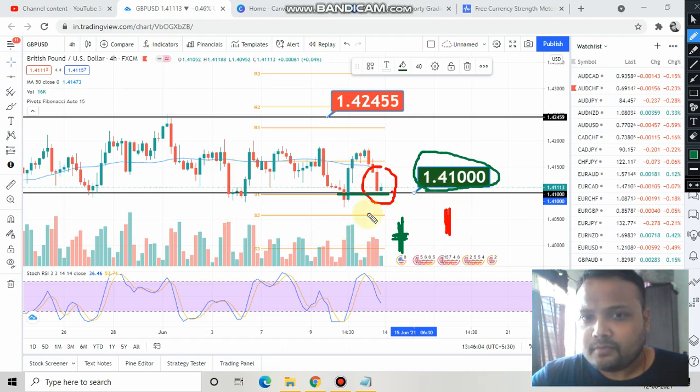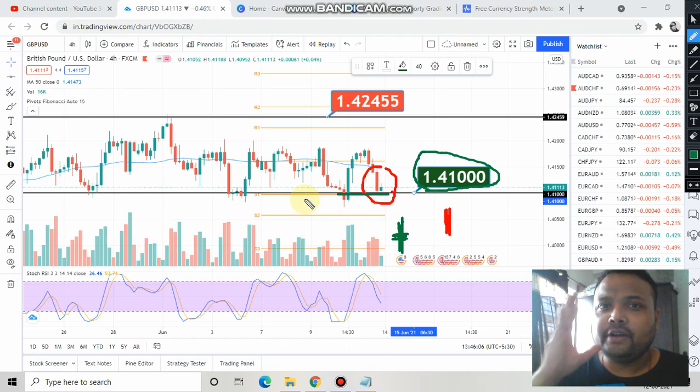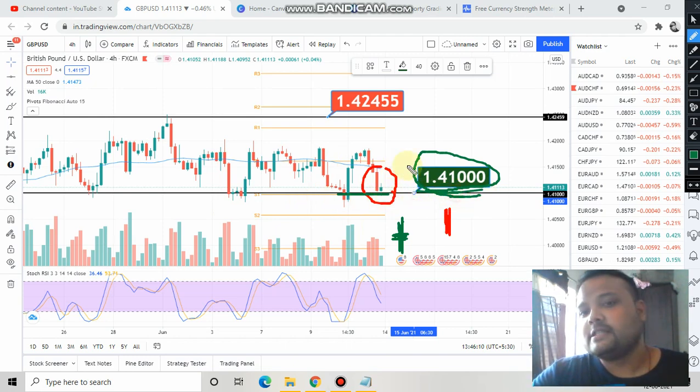Therefore, our best trading opportunity in this market is this level only. Because the market is in uptrend, and we all know the area of value in an uptrend market is always near the support. The best trading opportunity in an uptrend market is always near the support, and right now market is just standing at the support.